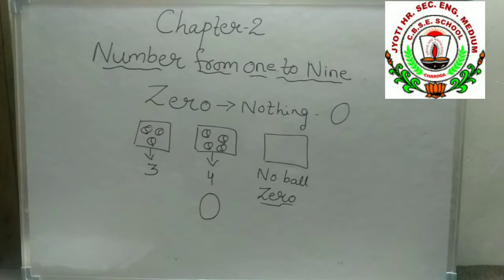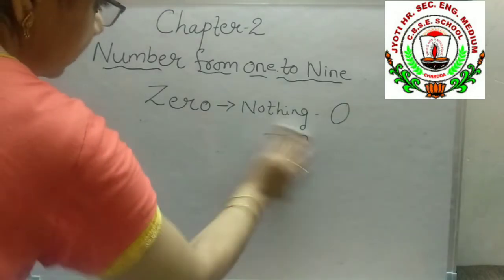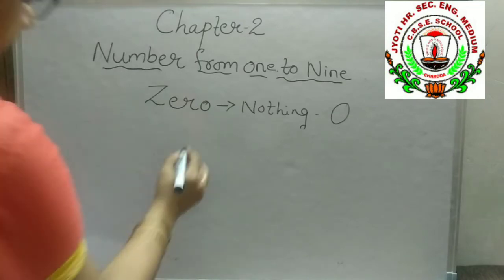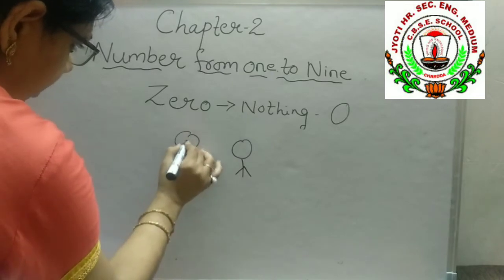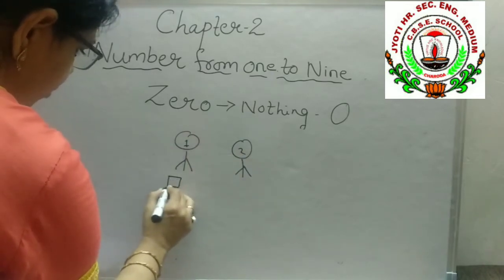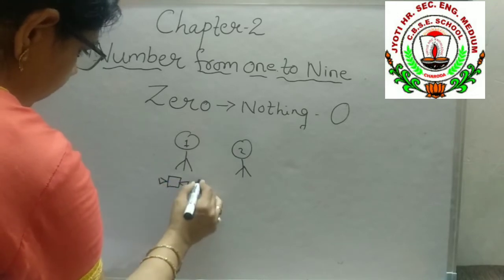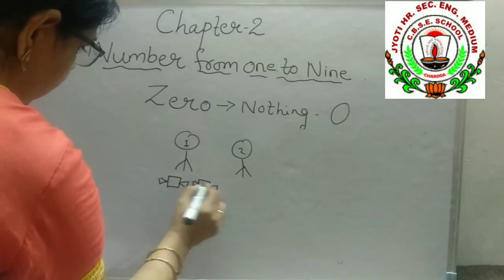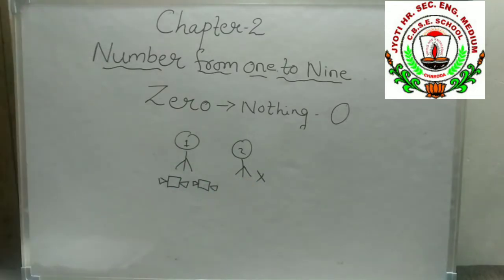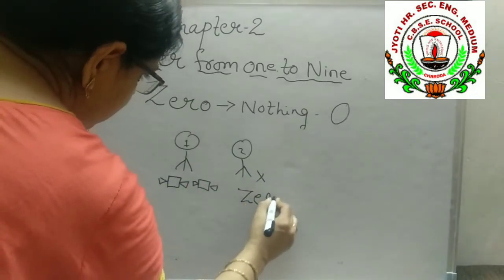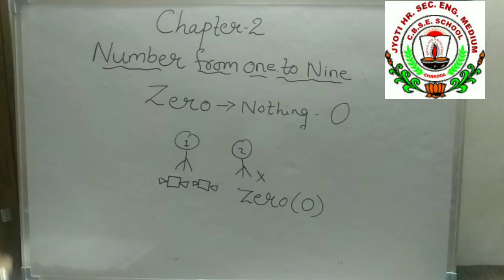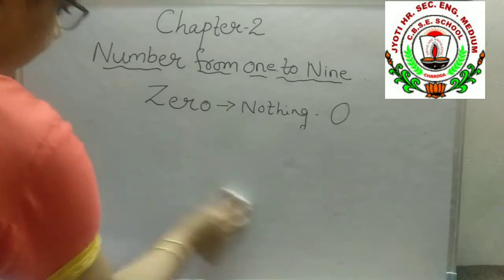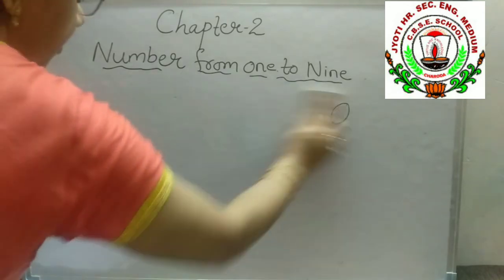0 means nothing. Let us take one more example for explaining 0. If there are 2 boys, the first boy is having 2 toffees and the second boy is having no toffee. So we can say that the second boy is having 0 toffee, or we will write here 0. So 0 means nothing. I hope, student, you have understood the concept of 0.